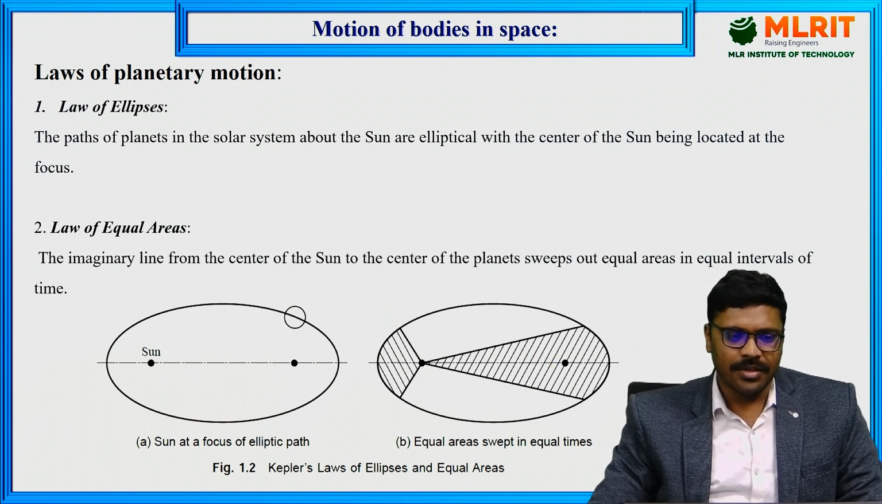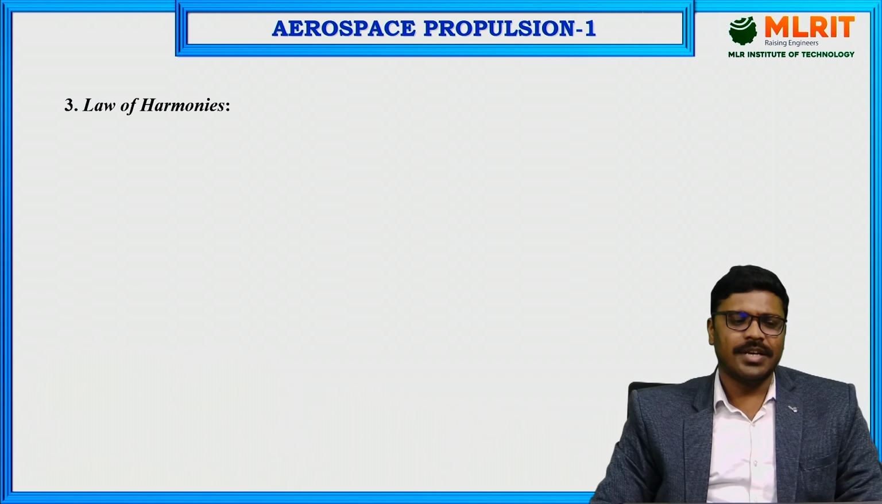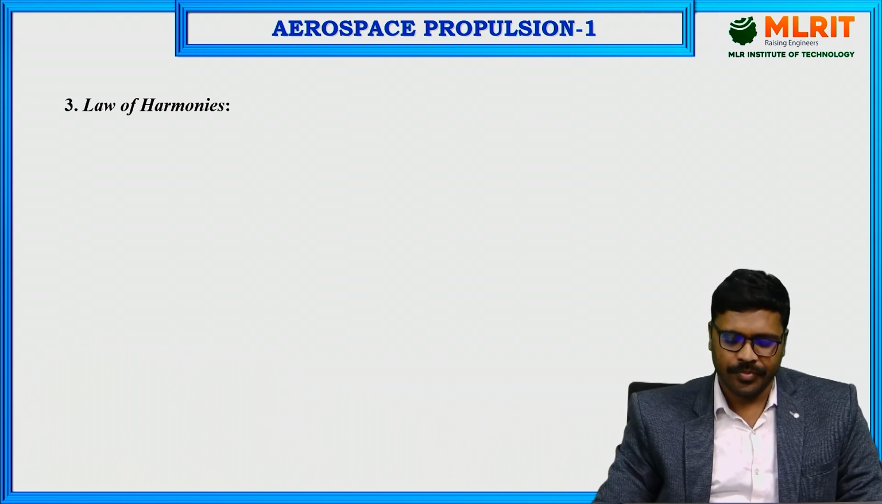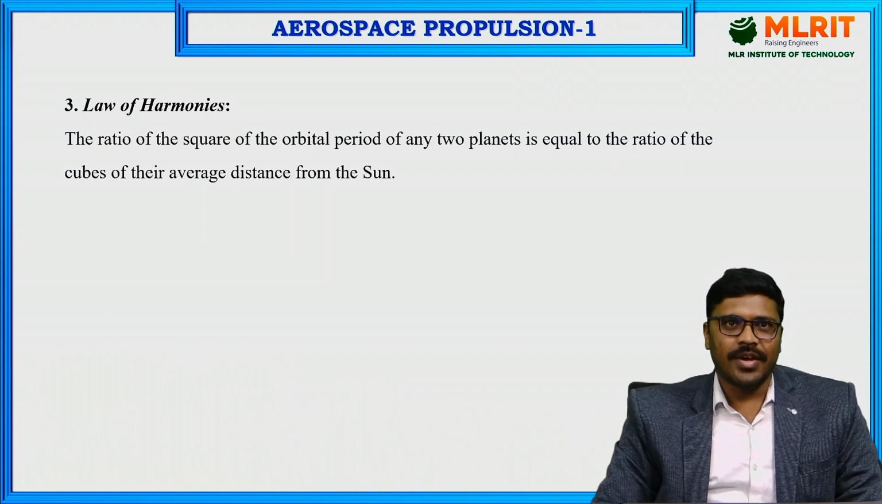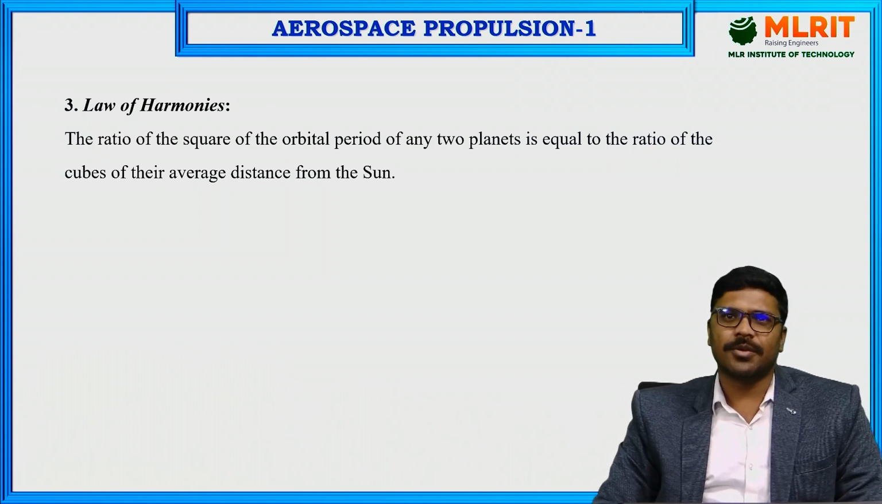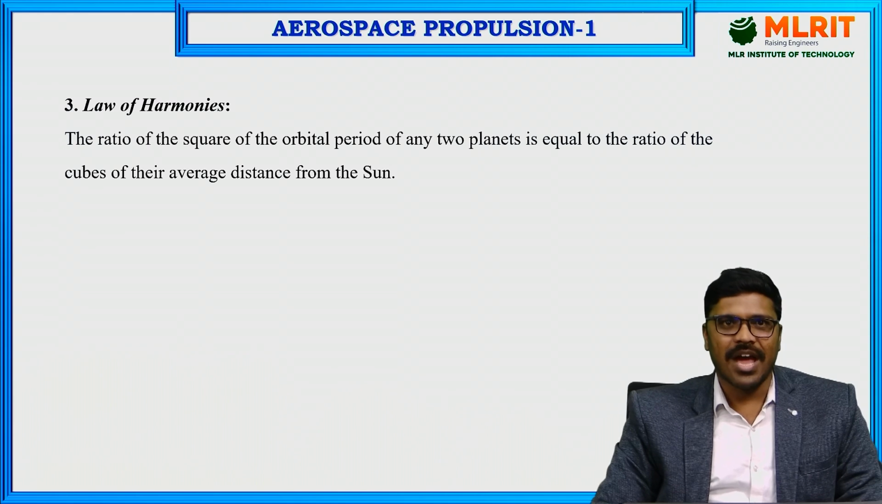Next, coming to the third one. So that is the law of harmonies. What is the law of harmonies? The ratio of the square of the orbital period of any two planets is equal to the ratio of the cubes of their average distance from the sun.